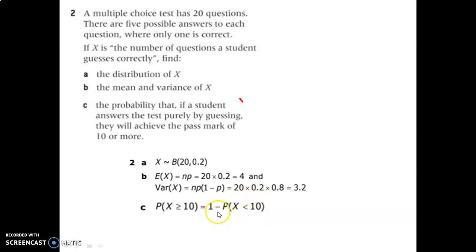So try that now, 1 minus, and then run this as a binomial CDF. Alright, it's that. When you entered this as a CDF, you should have put 9 because it's going to include 9 in your cumulative probability.